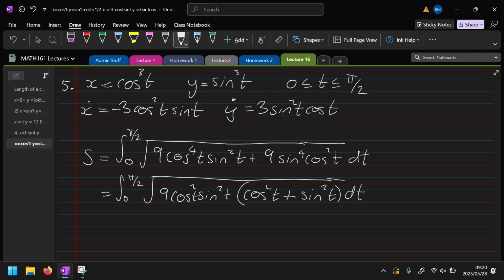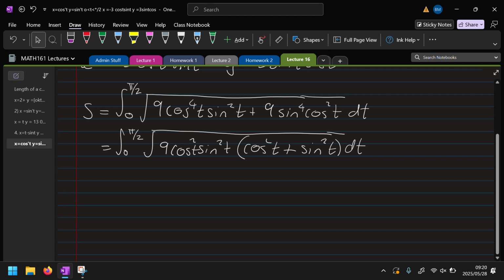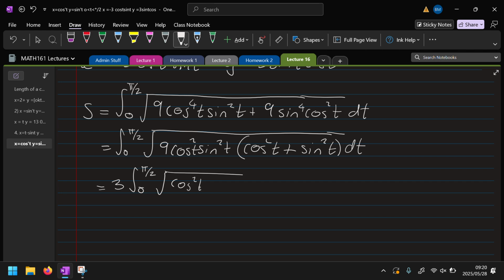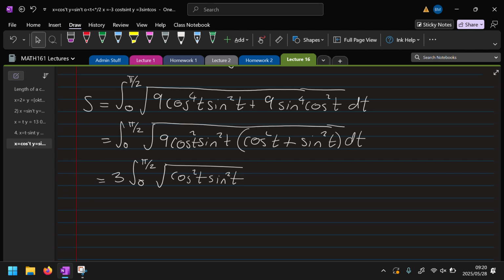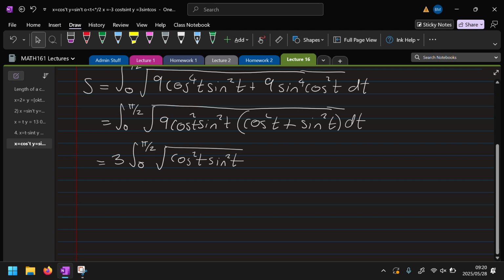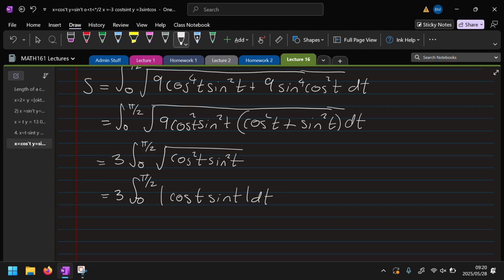Now, cos squared plus sine squared, that's just 1, so we can forget that. Root of 9, that's 3, a constant, we can just take that out. So it will be 3 integral from 0 to pi over 2. Then we've got the roots of whatever's left over there, the cos squared plus cos squared times sine squared. Again, we got this root of something squared, so absolute value there. So this will be 3 integral from 0 to pi over 2, absolute value cos t sine t dt.